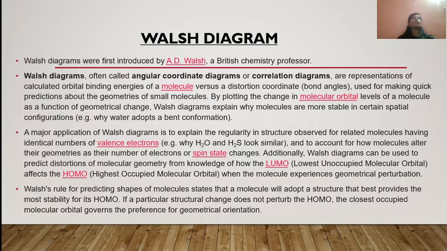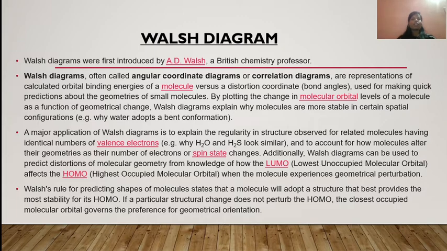So actually Walsh diagram doesn't go with the repulsion, that is electron repulsion. Without any repulsion, he is going to explain the approximate shape of any molecule. So Walsh diagram is considered without explaining any repulsion, which we have read in the VSEPR theory.